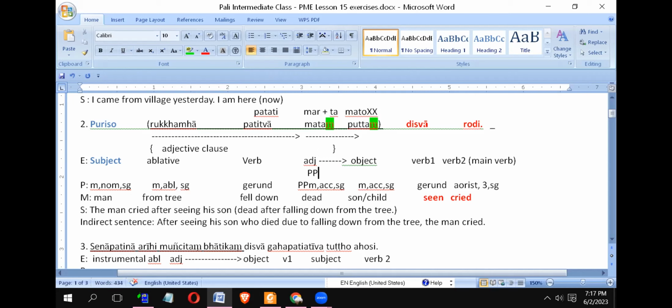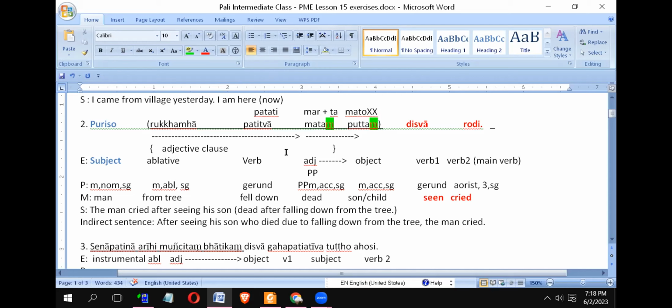Then the ablative, can we say it is an adverb of place? No, it's not a location, because the PP fell from a tree. Luka is not an object, it's ablative. Masculine ablative singular. Tree is a noun, not a location. I know it's ablative.